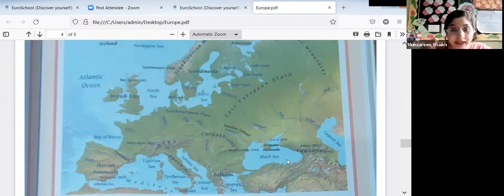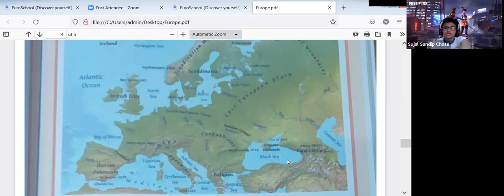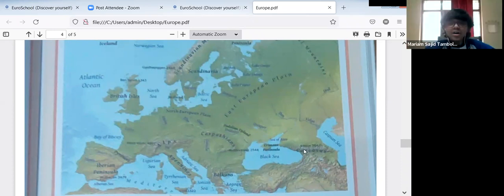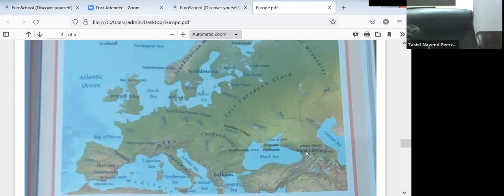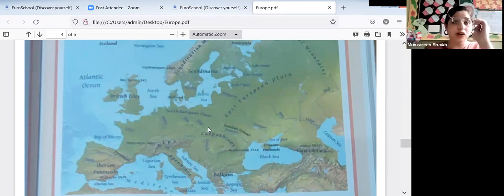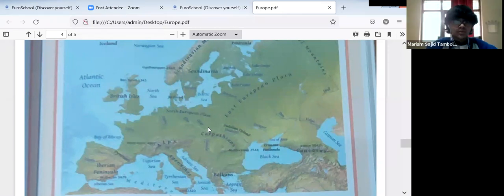Yes. And can you see the Caspian Sea? Yes, ma'am, the easternmost side. What is dividing the Caspian Sea and Black Sea? Can you see that? Yes, ma'am. The Caucasus. Clear? Yes, ma'am. This is what we learned just now. Let's go on further.